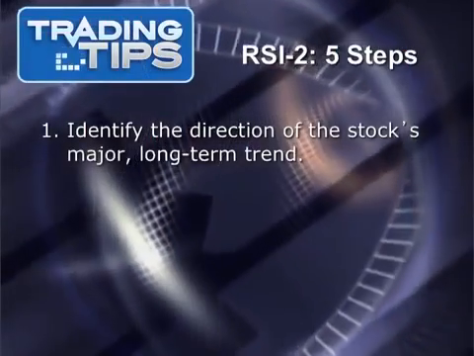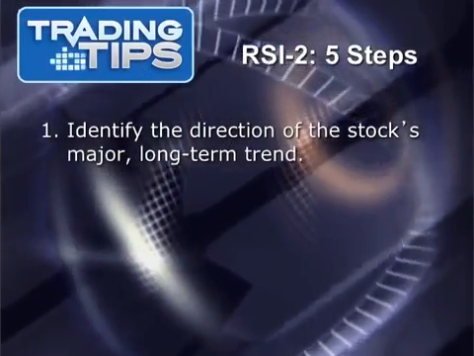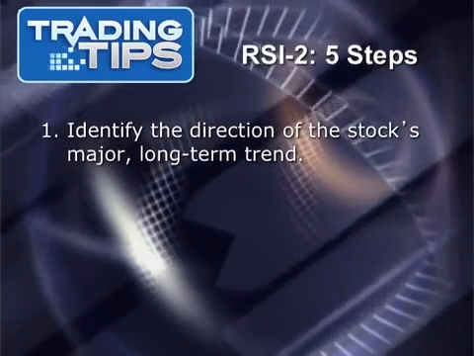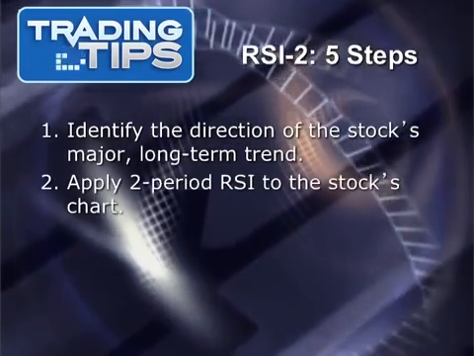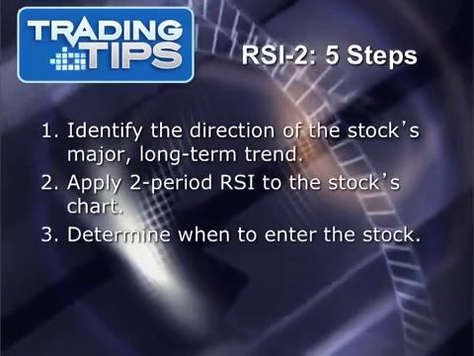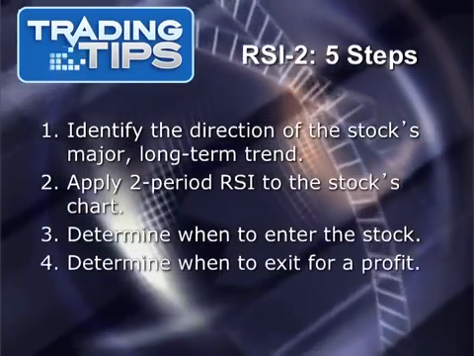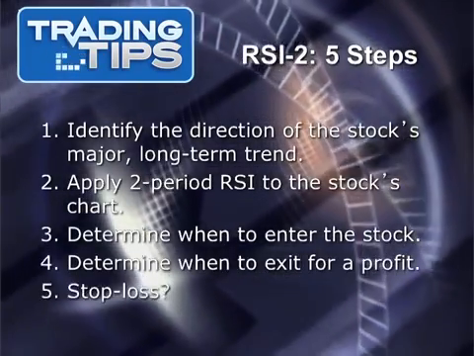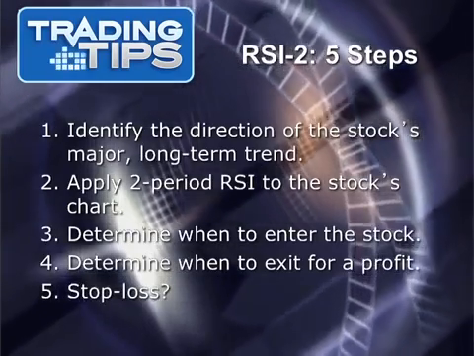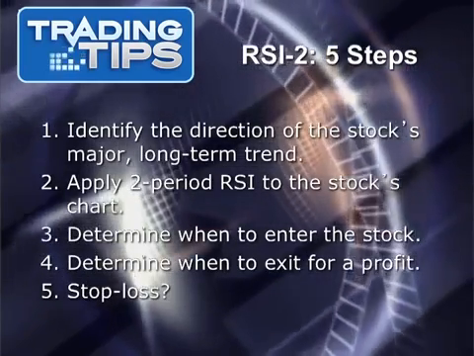There are 5 steps in the RSI2 strategy. They are: 1. Identify the major long-term trend. 2. Apply a 2-period RSI. 3. Determine when to enter the position. 4. Determine when to close the position for a profit. And 5. Determine your stop loss. We'll look at each of these steps of the strategy individually on the following slides.